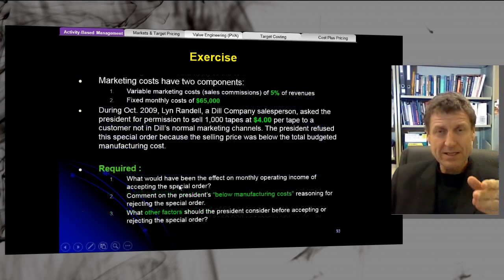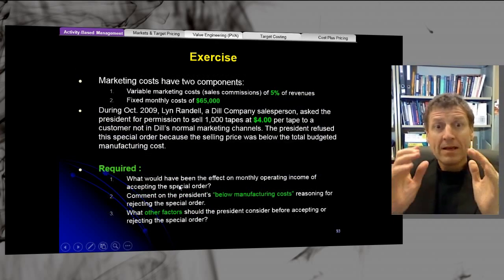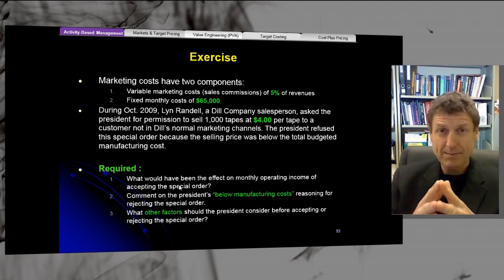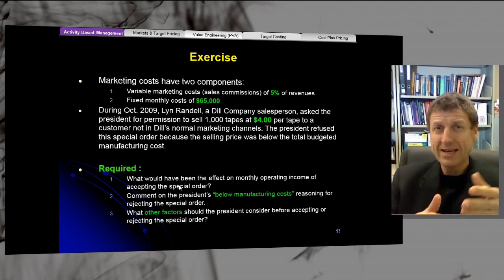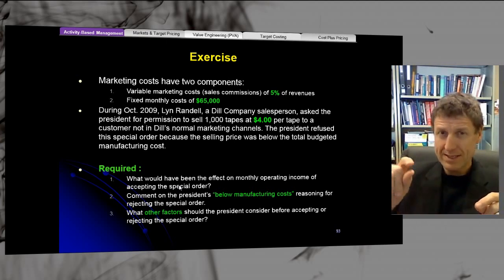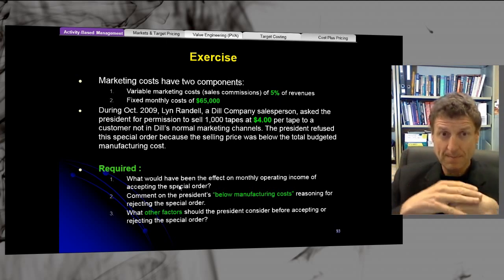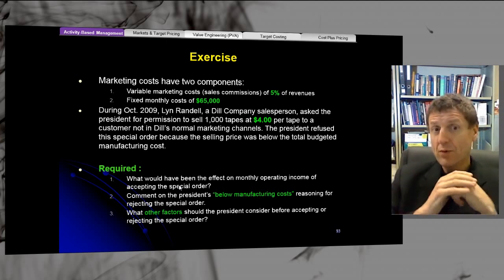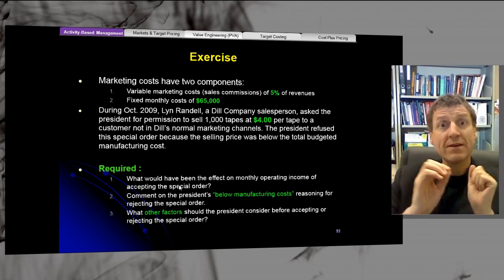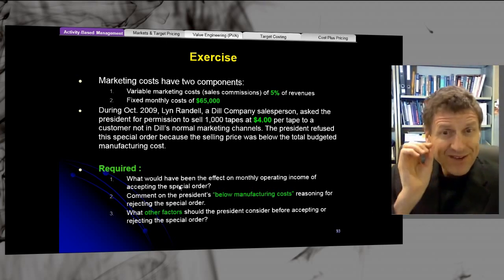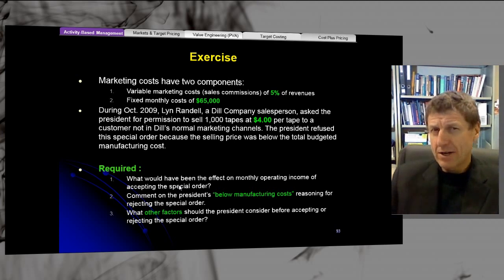So next slide. There are marketing costs. One extra cost that we need to consider is marketing costs, and they're not normally in the cost of goods sold. They're normally part of the selling expenses in the bottom half of a profit and loss statement. So we've got variable marketing costs of 5% of revenues and fixed monthly marketing costs of $65,000. Yeah, there you got it. You can see it in the green.